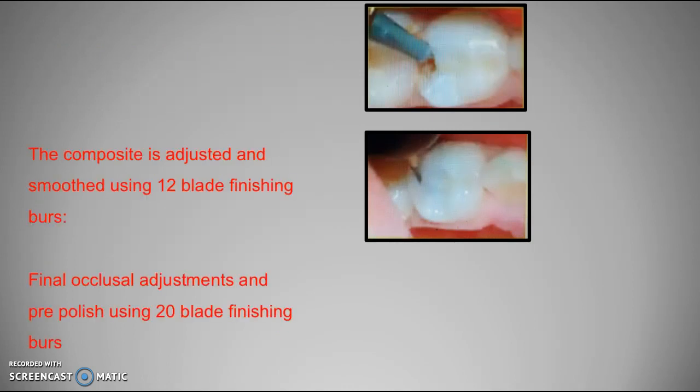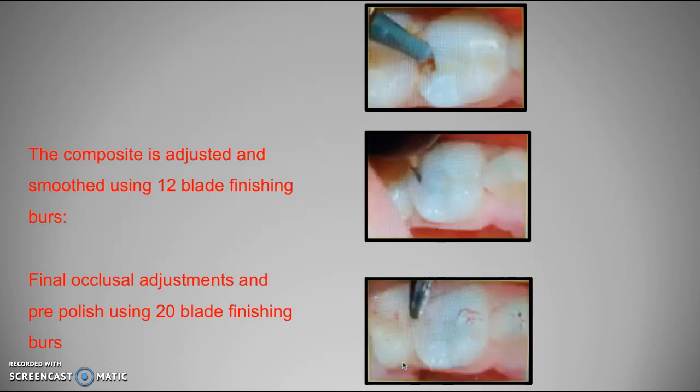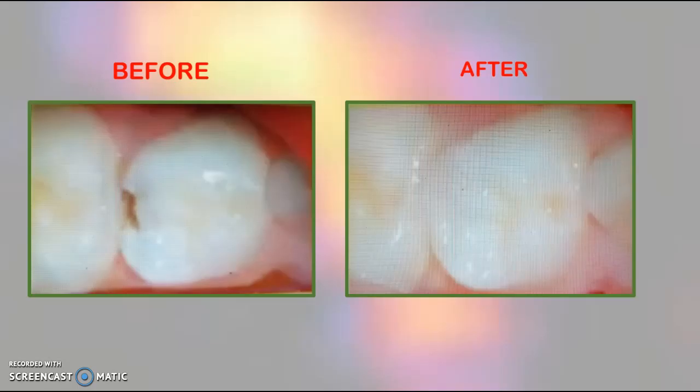So after removing gross caries, composite filling is done. The filling is adjusted and smooth. Later, polishing is done using different burrs in the complete preparation kit. So this is the before and after picture of the case.